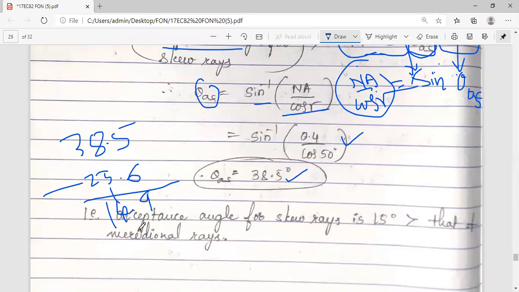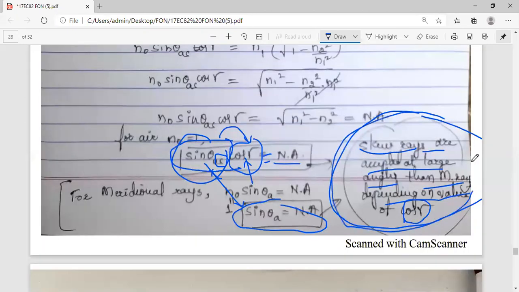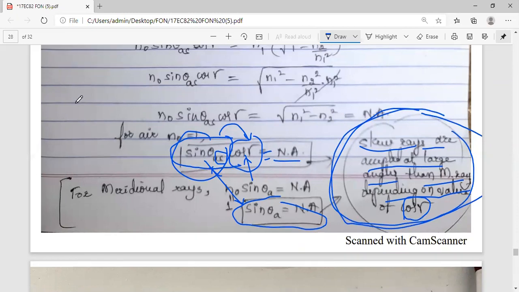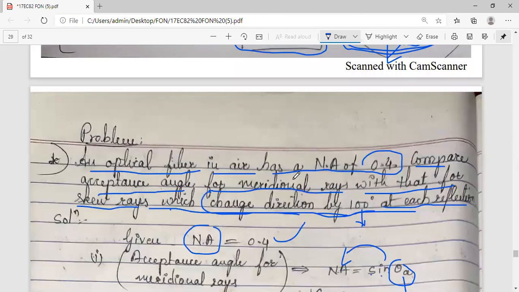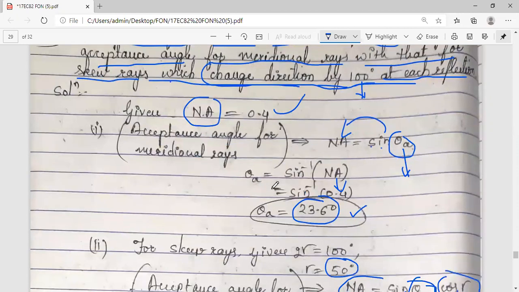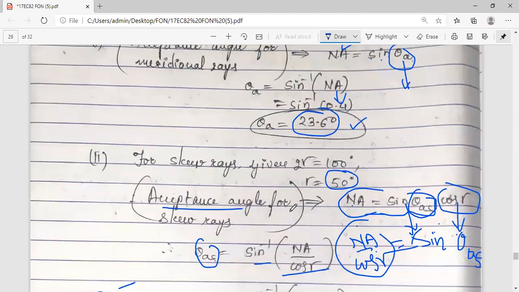So I have commented at the last, the acceptance angle for skew rays is 15 degrees greater, that is 14.9, than that of the meridional rays. That's what the last comment was. Here I have written that skew rays are accepted at a larger acceptance angle than the meridional ray, and it all depends on this cos gamma term. Hope you understood this problem. It's very simple, a direct formula. Using the direct formula, you can get the answers.